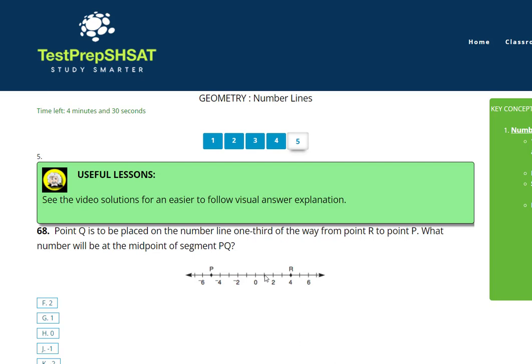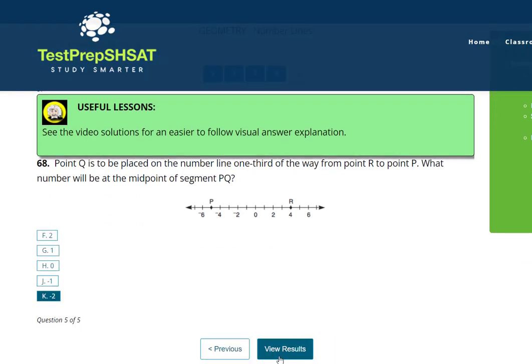Do not answer G. The question, we always read the question again before we circle in. What number will be the midpoint of PQ? So that's the midpoint of -5 and 1, which is, sum of those is -4 divided by 2 gives us the average, or the midpoint. Midpoint is always the average calculation between the 2 points. That's -2. The correct answer here should be K, -2.